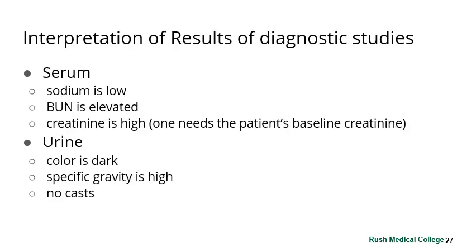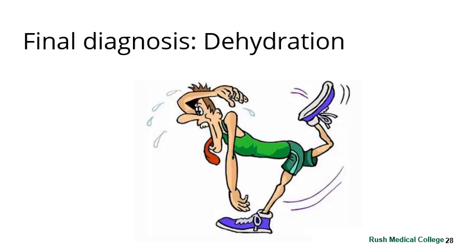So as we interpret the results of our diagnostic studies, we notice that the serum sodium is low, the BUN is high, the creatinine's a little high, although it's notable that the patient will have a baseline creatinine that's best to use as a point of comparison. The urine is dark, the specific gravity is high, and there are no casts present. So given all this information, we can pretty confidently land on the final diagnosis of dehydration.